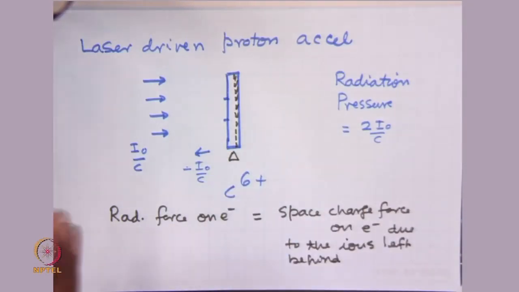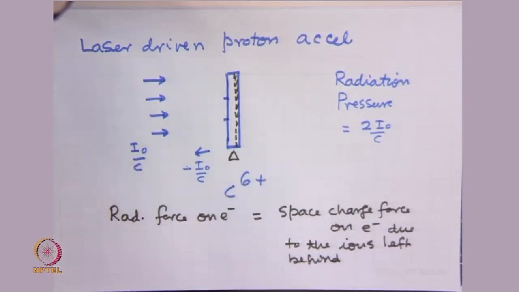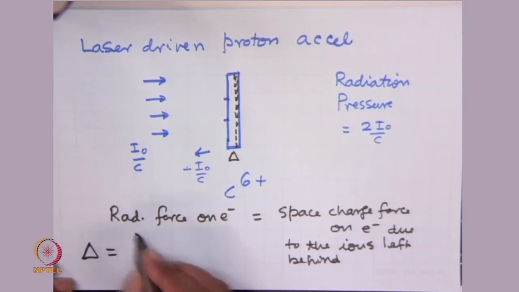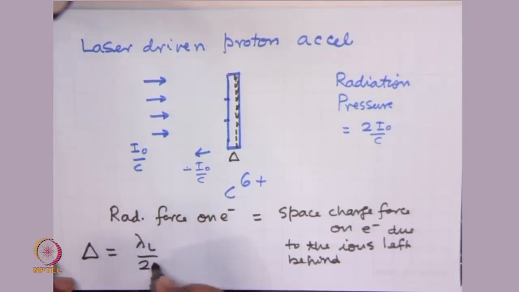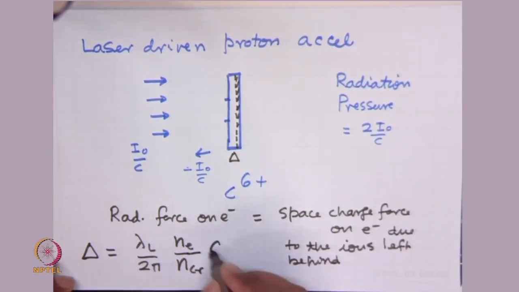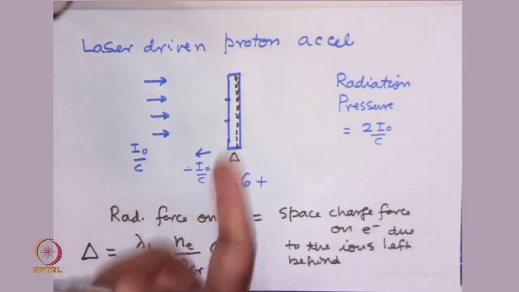without charge separation. And how much is the delta to be chosen for this? If you work out this equality, then delta turns out to be typically equal to the laser wavelength upon 2 pi, multiplied by the electron density of the foil before compression, divided by the critical density, multiplied by the normalized laser amplitude A, which I wrote down.